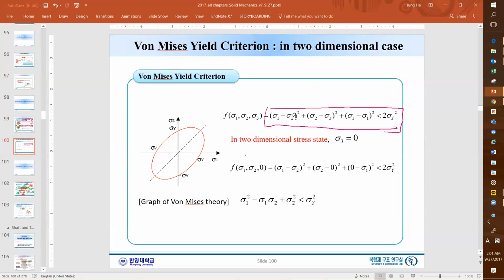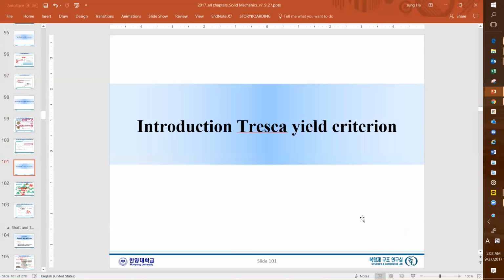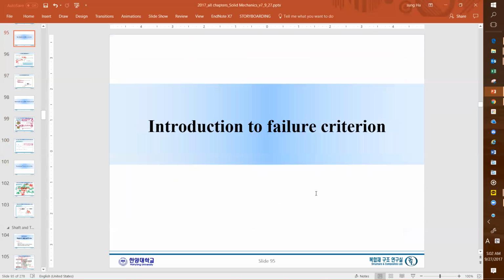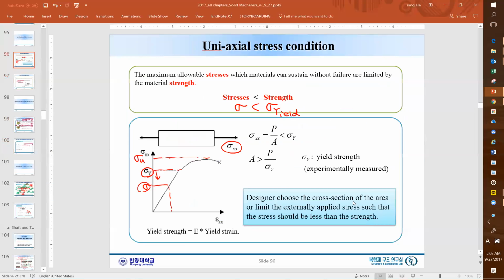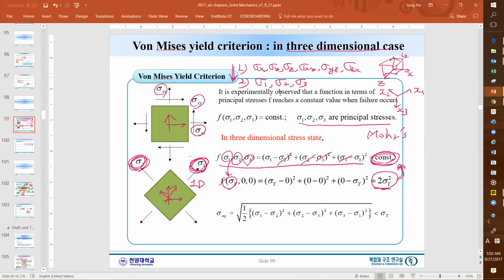Okay. There is another theory, as I mentioned, Tresca, but I will skip that one. I will re-explain it whenever needed. But I would like to emphasize the concept of this failure criterion. Again, the point is that when we have three components of stress, how do we know whether the material fails or not?